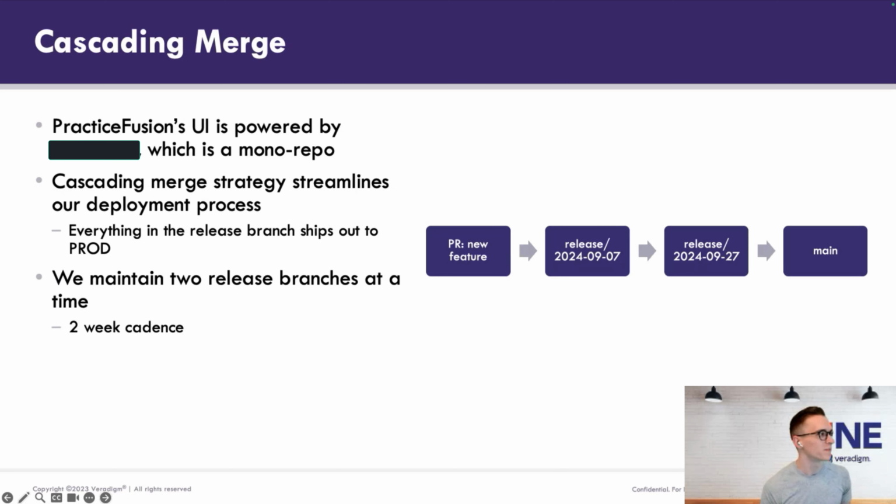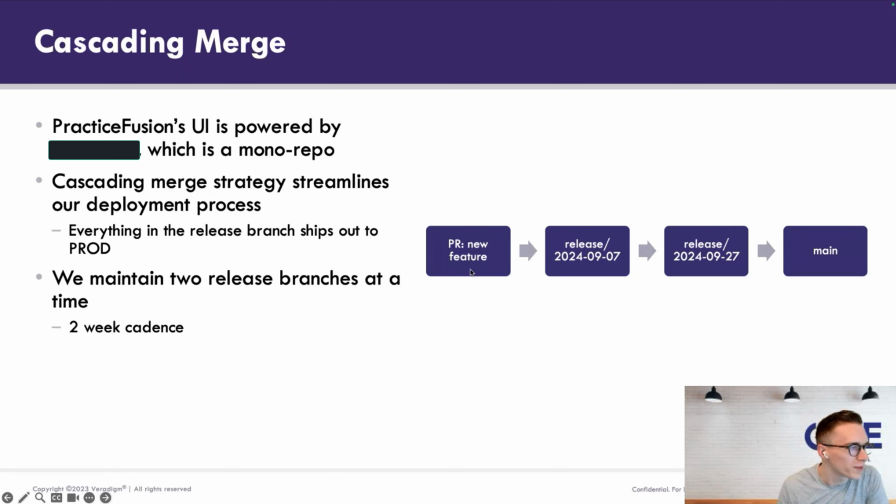So first, to give a background, Practice Fusion UI uses a mono repo. It's called Carbon UI. So we use a cascading merge strategy to streamline the deployment process. So everything in the release branch ships out to prod on the specified date. It's made it really easy for us, and we don't have to cherry pick things because a mono repo can make that a little challenging. And for all of the presentation slides before or after this, we use a 2-week release cadence. So that's where you'll see the two different releases.